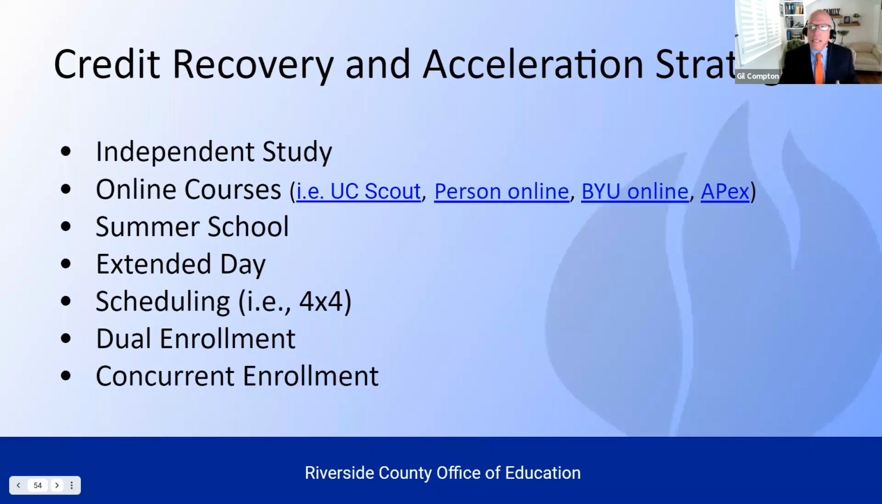But what is the maturation level of students that can take on independent study, and how does that look in an expanded environment? Online courses, of course, we mentioned UC Scout, Personal Online, BYU, Apex. These are all things that we have access to, but there's a certain level of academic fitness that the kid has to internalize to be able to take this on. The last thing we want to do is have a kid struggling in a digital environment and give them more digital. That just doesn't make sense. So what supports do we need with respect to that?